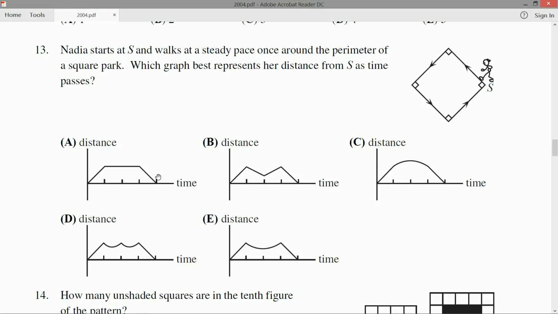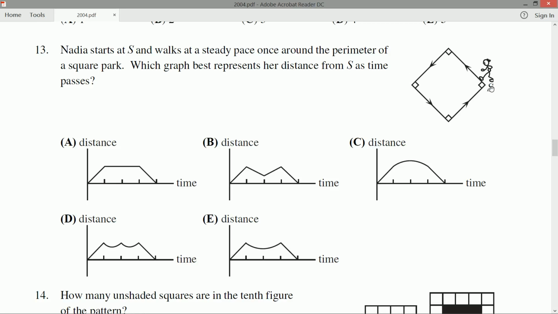Okay. So let's just take a look at these graphs. The time is split into sort of 4 equal chunks. If she's walking at a steady pace, I'm going to assume these equal chunks, sort of the ticks on the graph, represent where she is when she's at the points of the diamond.